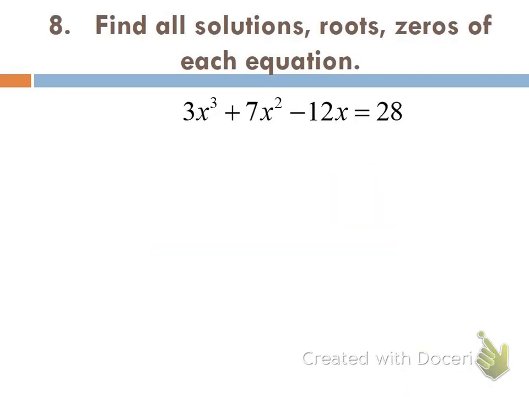Okay, and the last type of factoring that we've done this year is factoring by grouping. So just like before, we want to get everything on the left, and 0 on the right. So I'm going to move 28. 3x cubed plus 7x squared minus 12x minus 28 is equal to 0. Remember, factor by grouping. We split it in half.